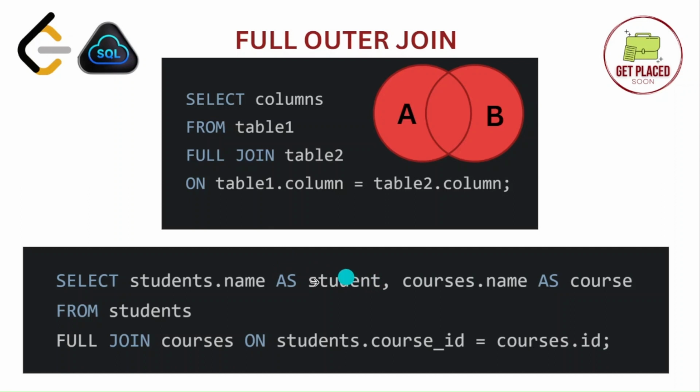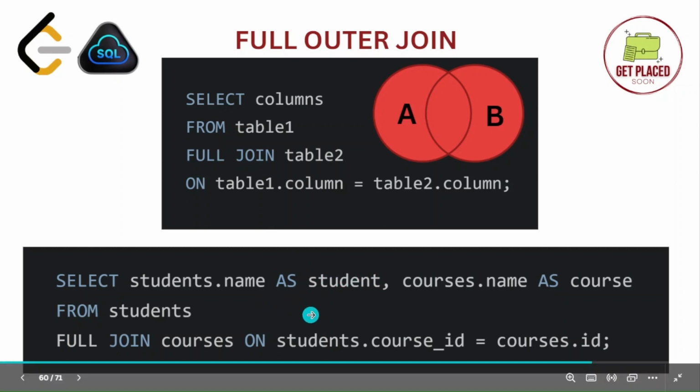From the table students, full join courses, and we will write the condition with the keyword on. Course.id is equals to courses.id from the student table and courses table. Okay, when the columns are matched from both the tables, then full join is applied.